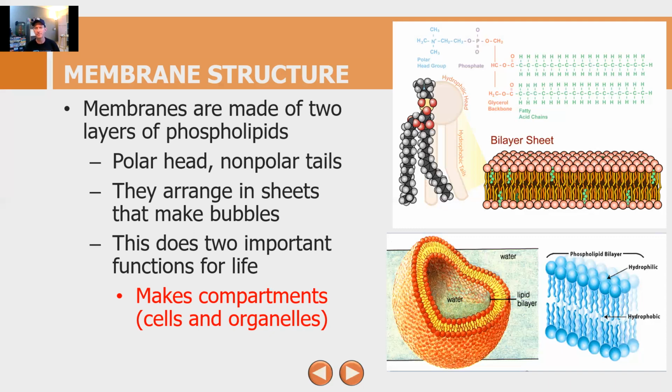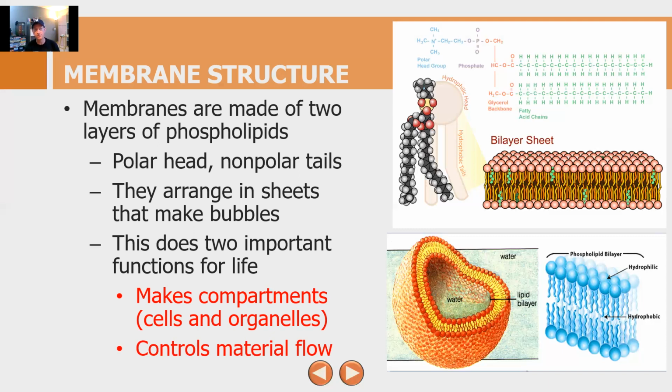What do you need to take away? Right, this is going to lead us to transport. You have polar heads and non-polar tails. They'll arrange in sheets that will ultimately make bubbles, and it does two very important functions. One, it makes compartments, so we can make basic cells like prokaryotic bacteria, and we can make organelles in eukaryotic cells, and the cell membranes themselves. Then the big thing: membrane structure will control material flow.